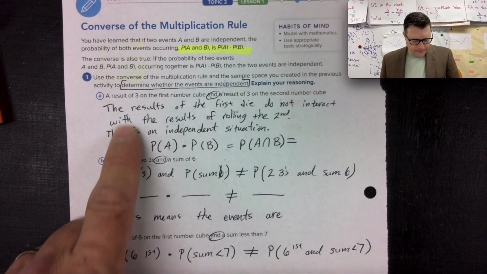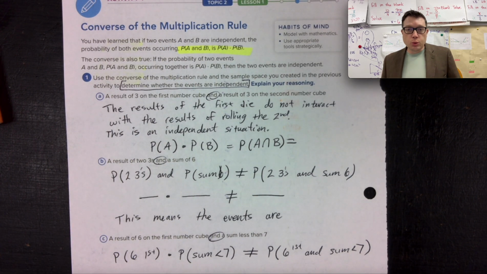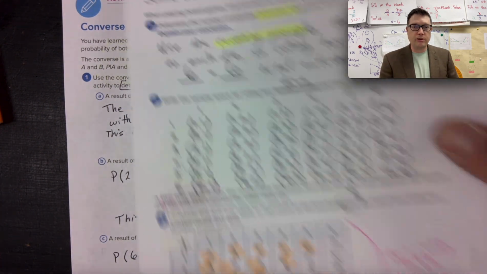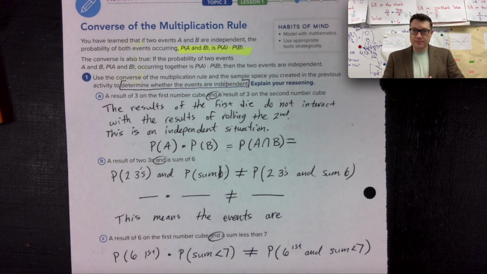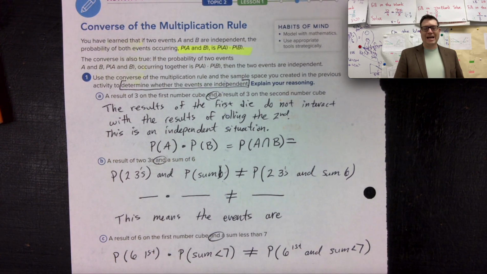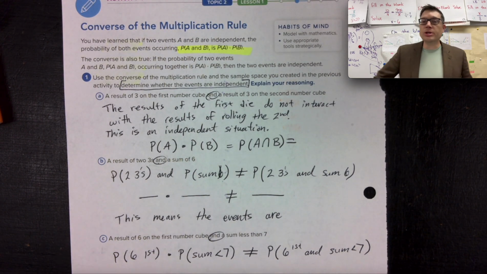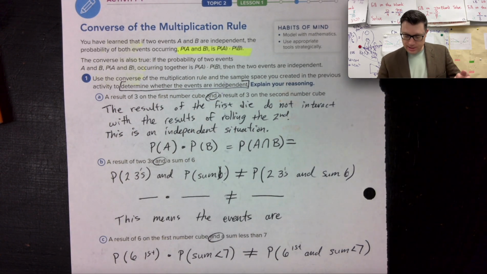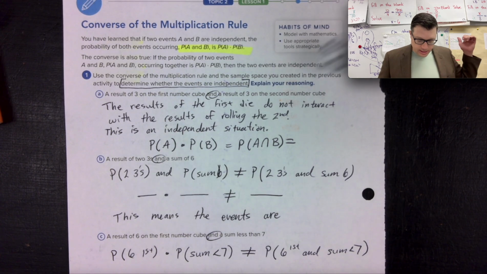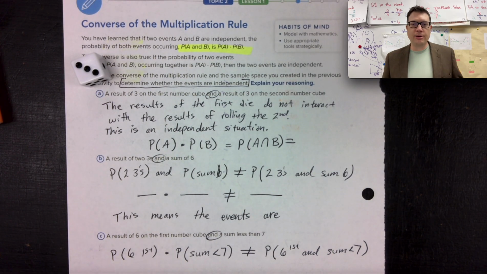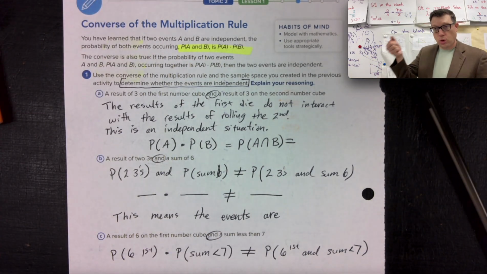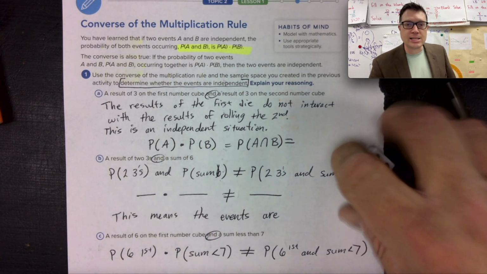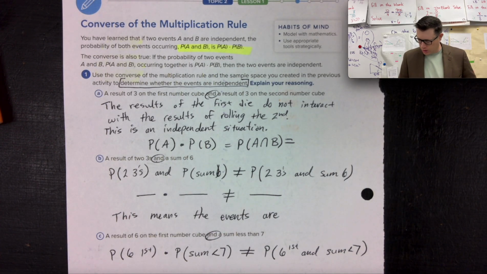Let's consider that for 1a. Use the converse of the multiplication rule and the sample space you created in the previous activity to determine whether the events are independent. The results of a 3 on the first number cube and the results of a 3 on the second number cube. So here's one thing that we know. The results of the first die, when you roll it, I rolled off the screen, got a 3. The results of that one do not interact with the results of what I roll next. And I didn't roll a 3 that time. So therefore, this is an independent situation.